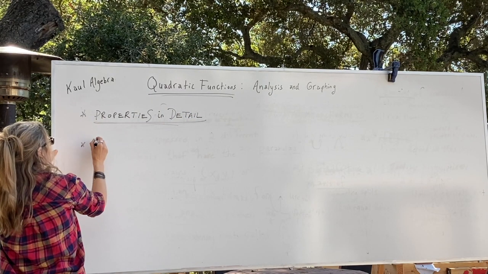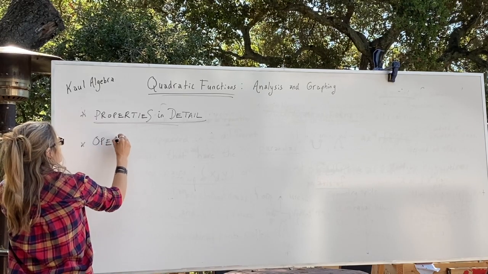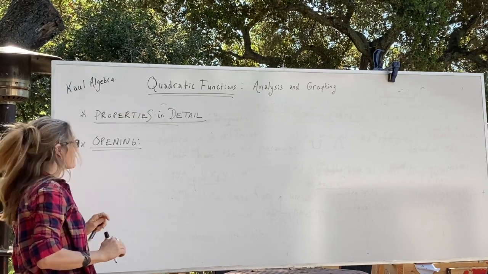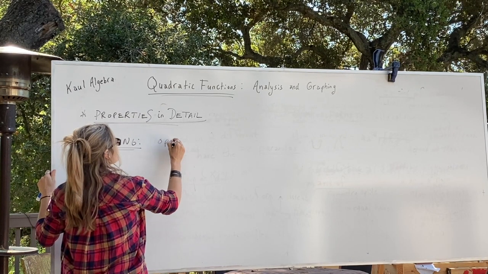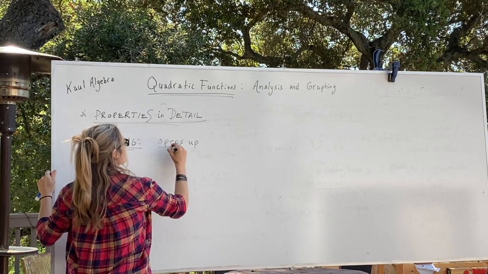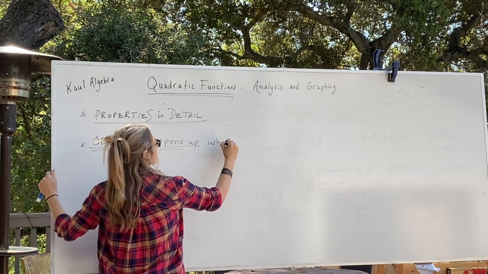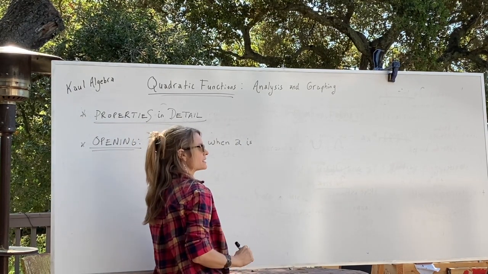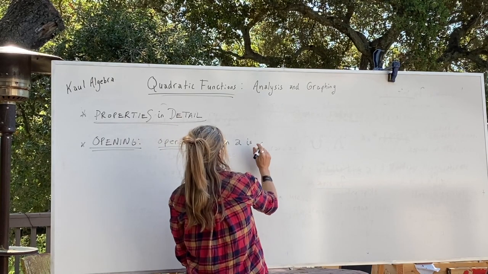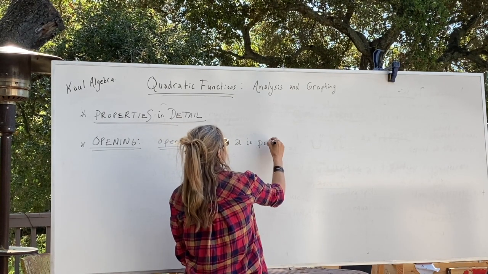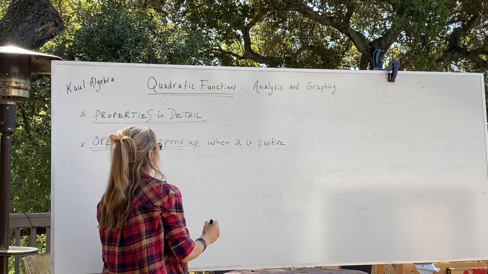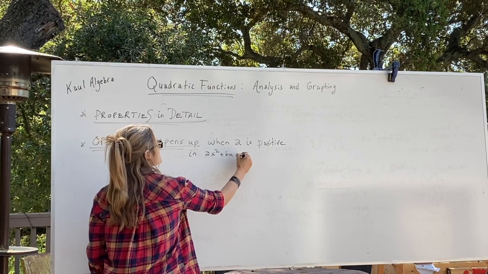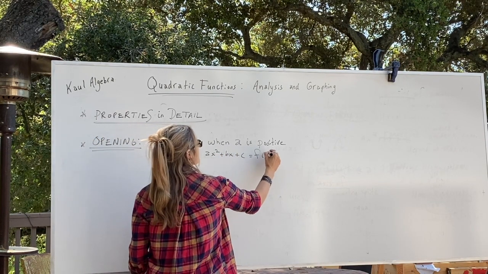So we're going to call that first property we talked about the opening. And we have two choices: you open up or you open down. So it opens up when A is positive, in the ax squared plus bx plus c equals f of x format.